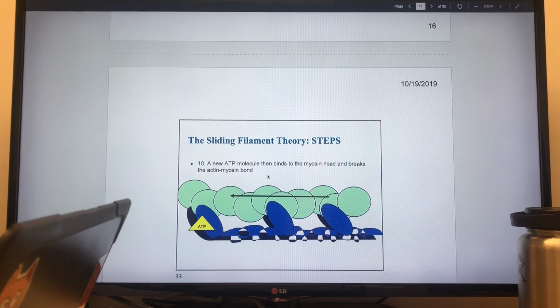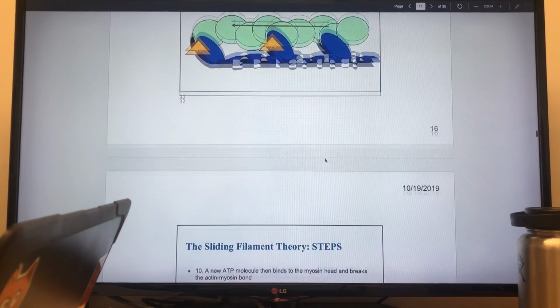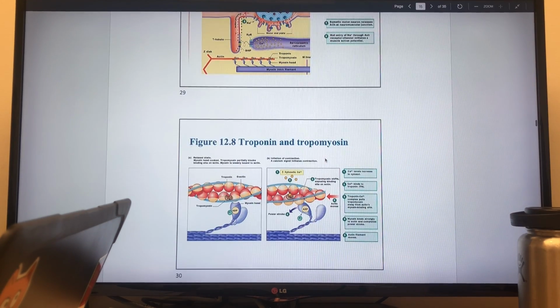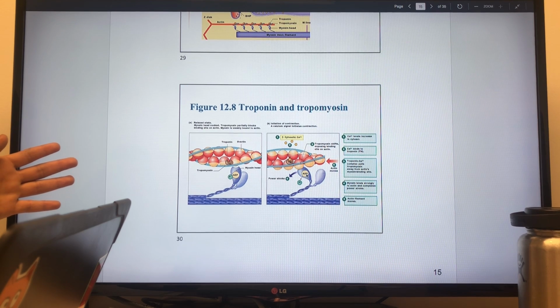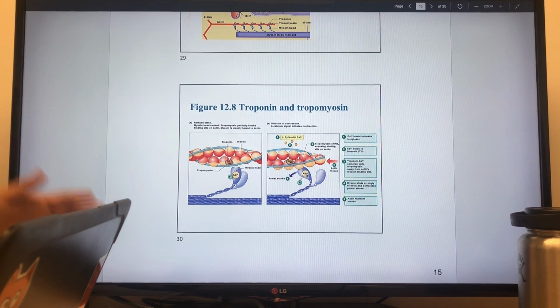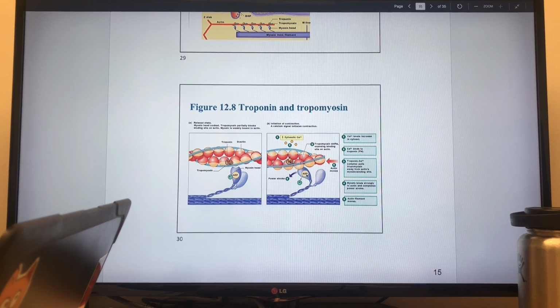Because the new ATP molecule binds to the myosin, which breaks the actin-myosin bond. So as long as, let me put it to you this way, where is it? Right here. As long as there's an ADP still attached to the myosin, it's bound to the actin, no matter what. You have to have ATP rebind to the myosin to make enough energy to break apart the actin-myosin bond. Cool? And this is a key point.